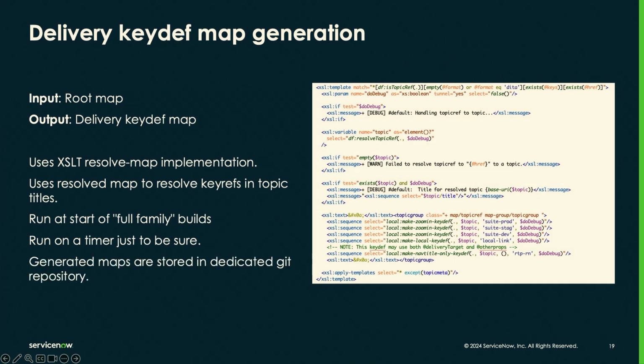At the beginning of what we call our full family builds, we generate these. We also do it on a timer, because we might publish individual publications on demand. We want to make sure that the cross-deliverable key def maps are as up to date as possible at any moment in time, and then they're in a separate Git repository.